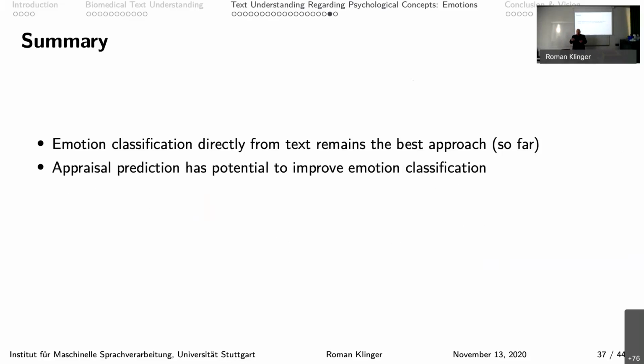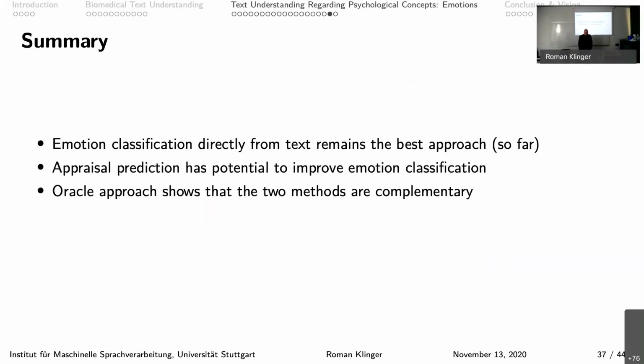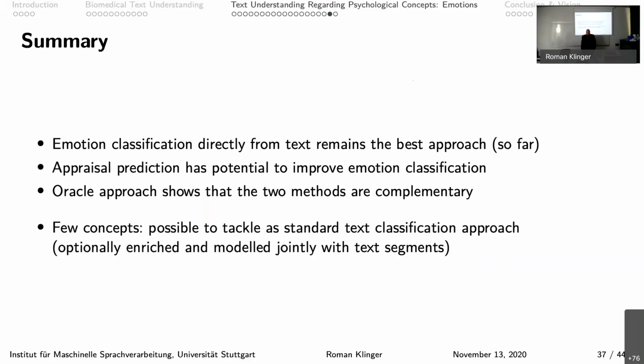So what we've seen now is that emotion classification directly from text remains the best approach, but we've seen that there is the potential to improve this. So this is actually promising. The oracle approach also showed that these different methods are clearly complementary. I shouldn't use difficult words. And in comparison to the biomedical case, again, what we have here are comparably few concepts. That is why the most straightforward idea is to just tackle this as a standard text classification approach, optionally enriched and modeled jointly with segments.